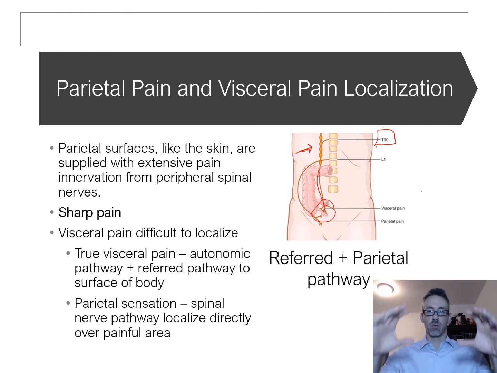So again, look at that dermatomal map. You'll see where T10 is. It goes right across the belly button. And so you're getting referred pain. So real visceral pain is going to be referred in some way. And so it's going to be right around the belly button. So that's the true visceral pain.